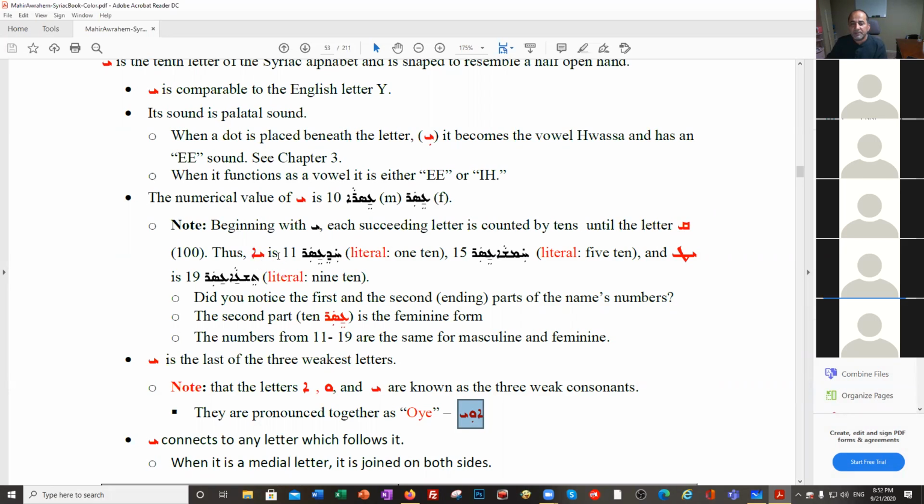So Yod Alap is 11, Khadeser. By the way, Khadeser is for male and female. Only from 1 to 10 are different for male and female. Khamshasar, 15. Okay, I did not write it right. Should be Yod Hey. Khamshasar. Tashasar, Yod Teth, 19.